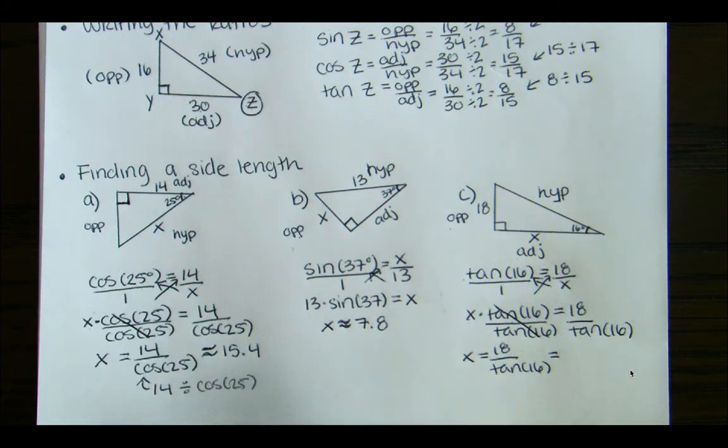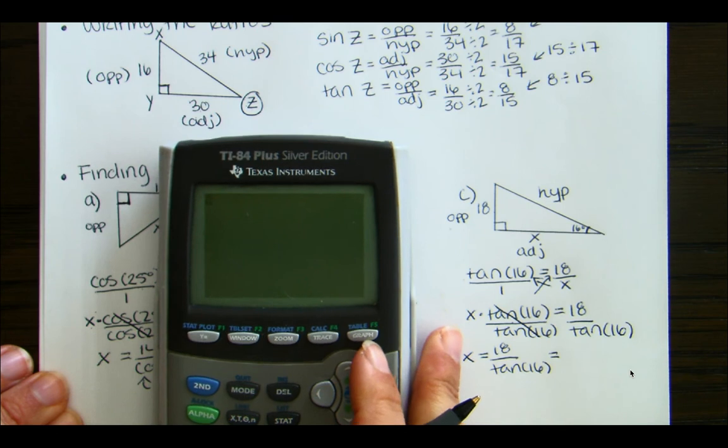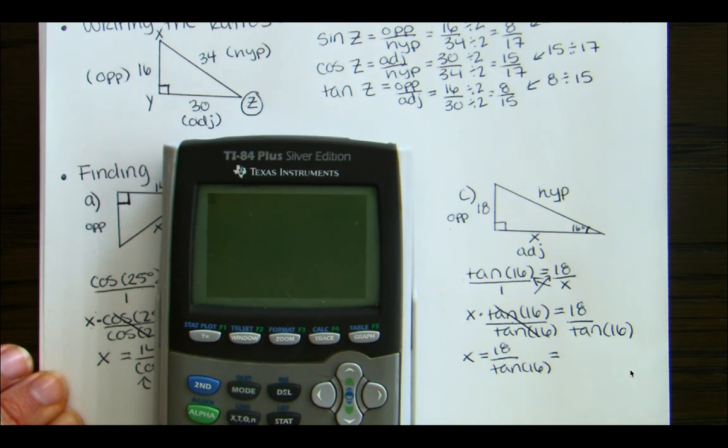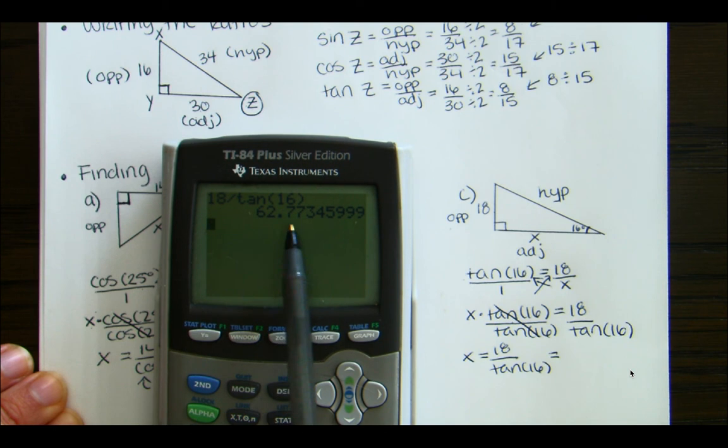and I'll show you how I put it in the calculator here. So I have a different one, and how I would do that is 18 divided by tangent 16, and that gets me 62.7734, and so on. If I want to round it, this becomes 62.8.